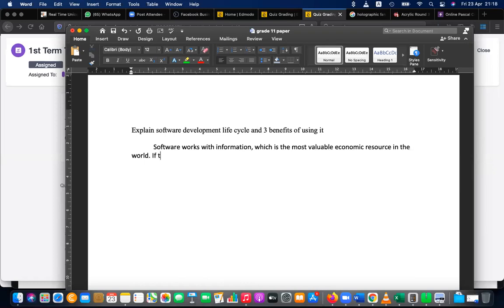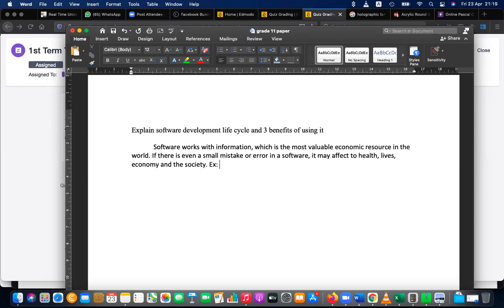If there is even a small mistake or error in the software, it may affect health, lives, economy, and the society.